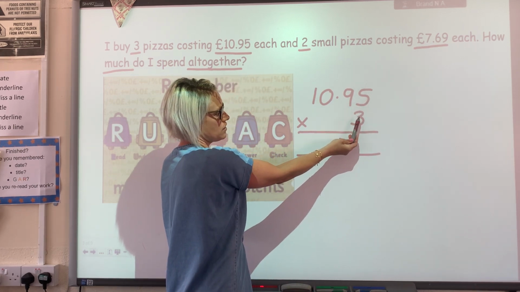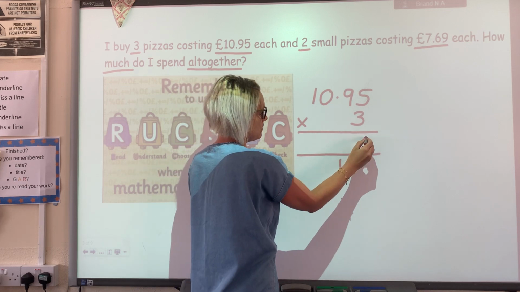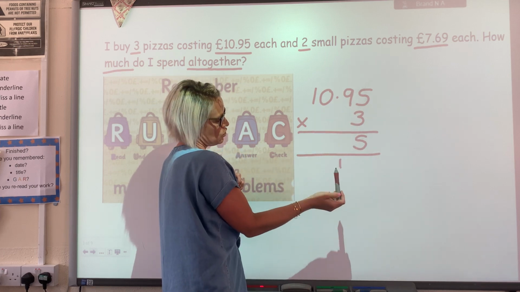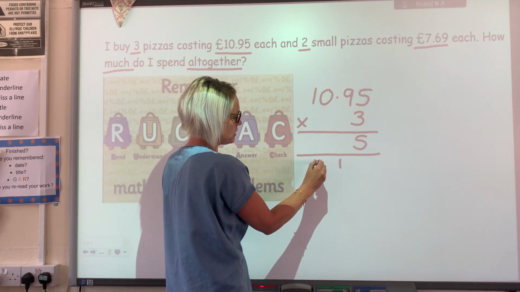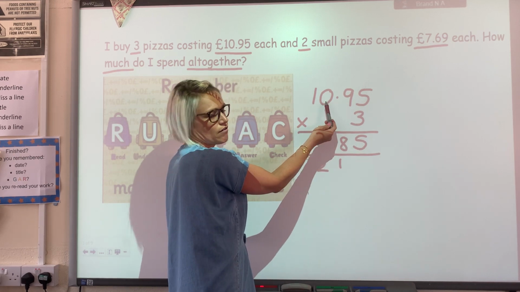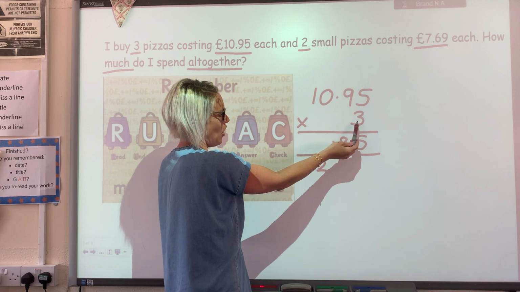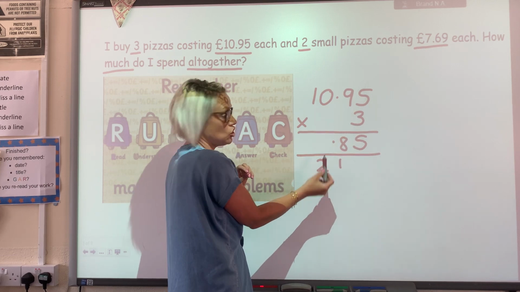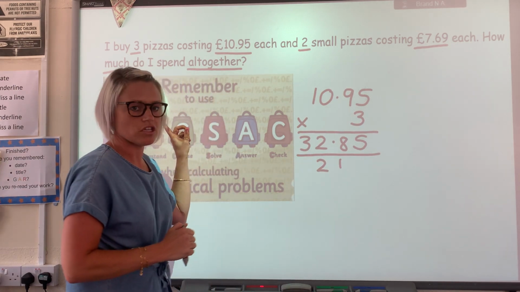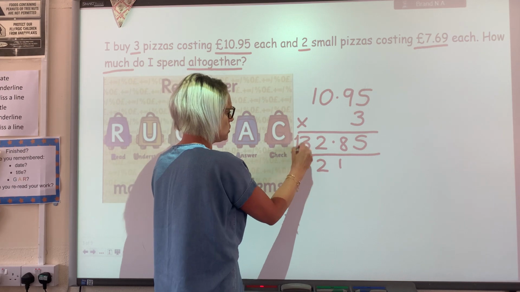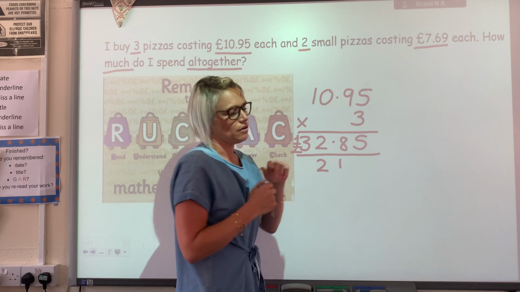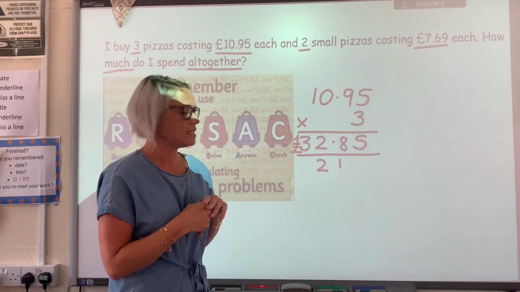So I start at my units. 3 times 5 is 15. Then I do the next one along. 3 times 9 is 27, add 1 is 28. I bring my decimal point down. 3 times 0 is 0. Hopefully you got that, but I've got to add my 2 on. And then 3 times 1 is 3. So my first lot of pizzas have cost me £32.85.